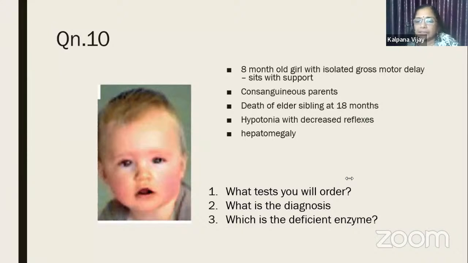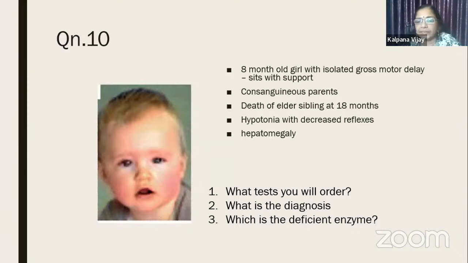Someone has answered it as echo. Before echo, what other investigation will you do? An ECG. Before that, we will do an X-ray also. So X-ray and ECG, because the X-ray will give findings of cardiomegaly, and ECG will show a short PR interval. Short PR interval and large amplitude waves will be seen, and echo will be confirmative.